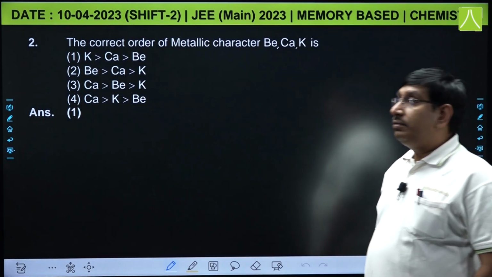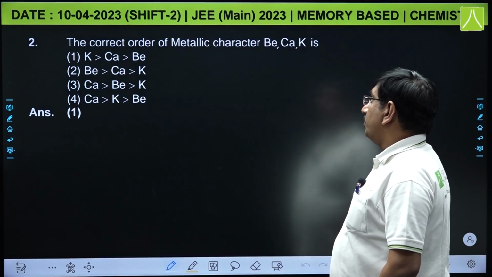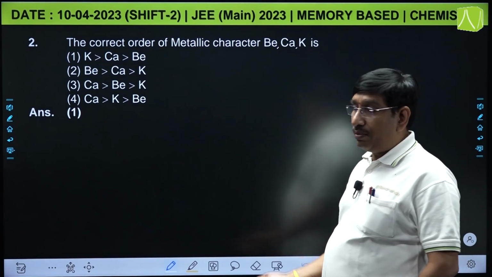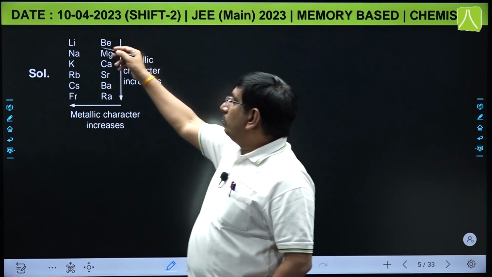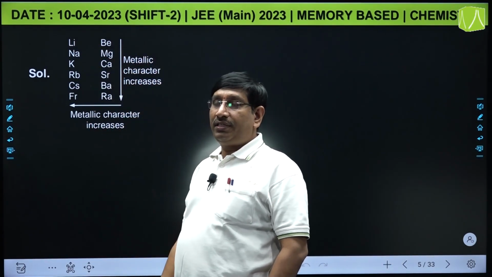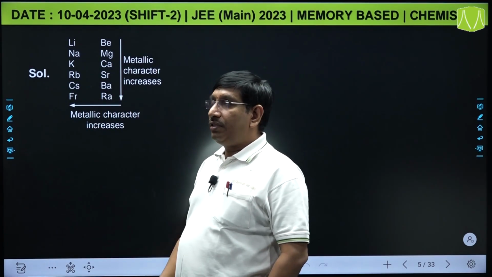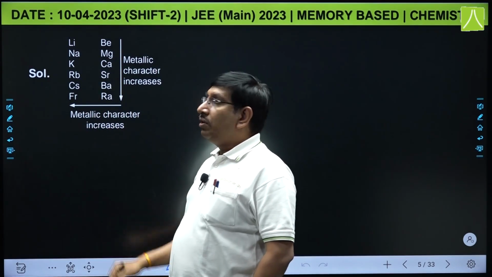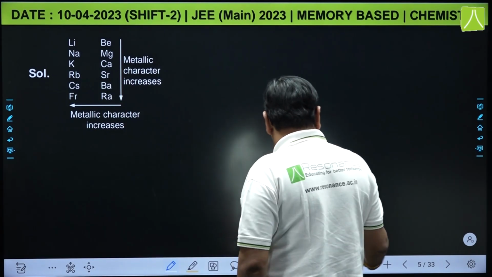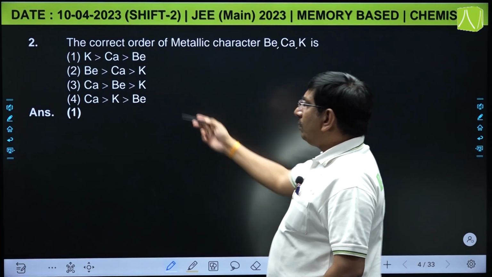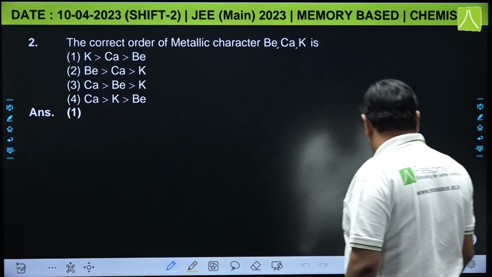The next question, the correct order of metallic character of beryllium, calcium and potassium is, this is from S block elements. Here in this, from top to bottom, the metallic character is increasing, and alkali metals and alkaline earth metals, in these alkali metals are having more metallic character than alkaline earth metals. So, the correct order is potassium greater than calcium greater than beryllium.